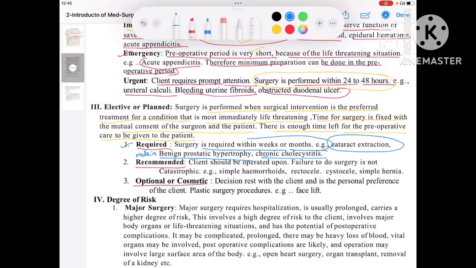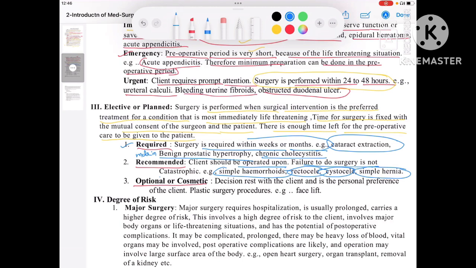Next one, recommended. The client should be operated upon. Failure to do the surgery is not catastrophic. Examples are simple hemorrhoids, rectocele, cystocele, simple hernia. These clients should be operated upon, but failure to do the surgery is not catastrophic. So recommended means doctors will recommend that you can do this surgery. It's very important. So plan whenever you will do the surgery, that will be good, and they will recommend the surgery.